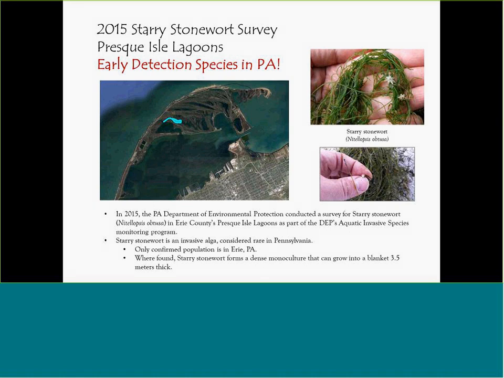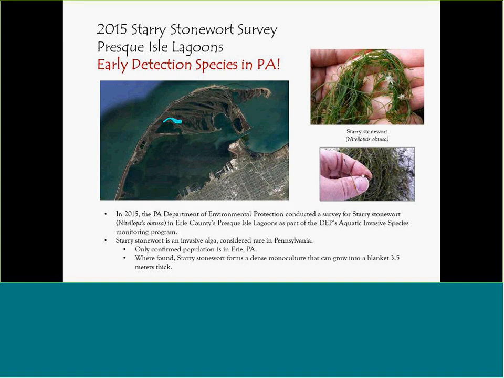That was actually found by the Pennsylvania Department of Environmental Protection when they conducted a survey for this particular species. They did find it. And so it's actually an invasive alga, and it is still considered to be fairly rare in Pennsylvania, which we hope that it stays that way. And the only confirmed population is in Erie, Pennsylvania. Okay. And the reason why this one is going to be an issue is because, like many other invasives, it is able to form a very dense monoculture.